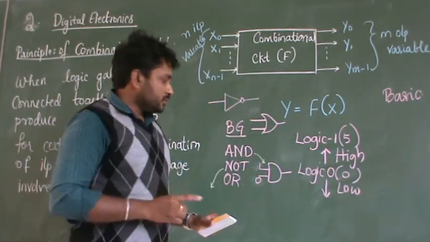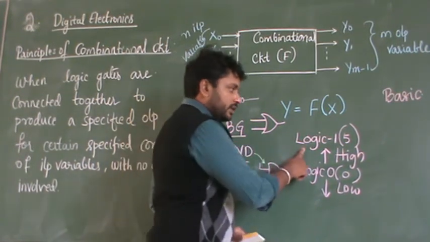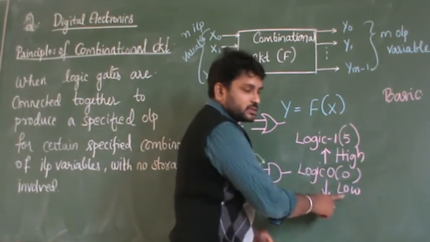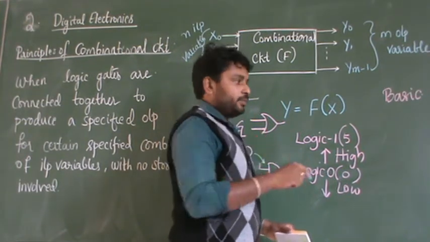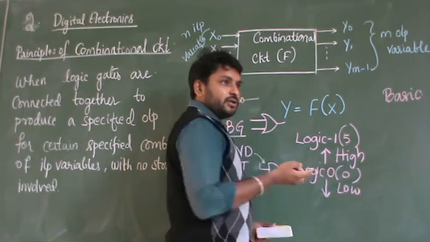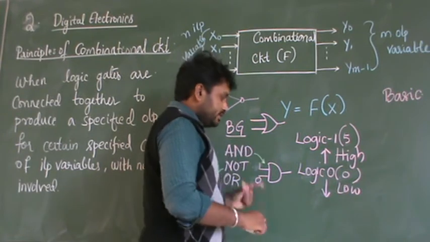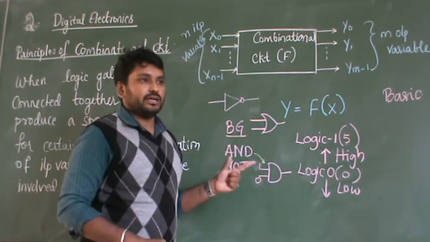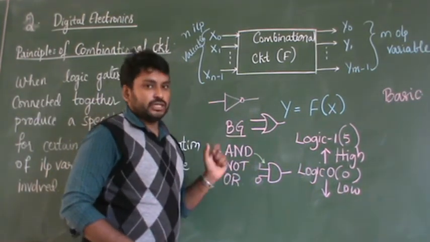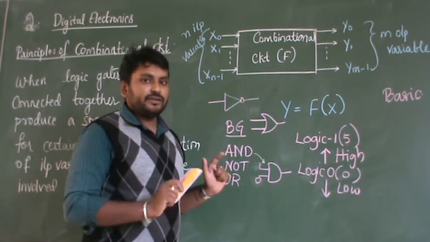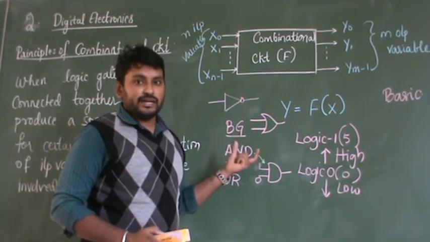I repeat once again: you cannot give any analog value here. You have to give either logic 1 or logic 0. Logic 1 can also be called high and logic 0 can also be called low. Whenever you connect the particular input to 5 volts, it will be high, and whenever you connect it to ground, it will be 0 volts. Only these two values, 1 or 0, you can give. You cannot give any hexadecimal or decimal values, or analog values. So this is a brief introduction about what a logic gate is and what the different basic gates available are.